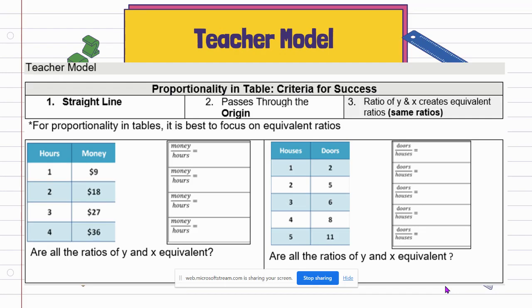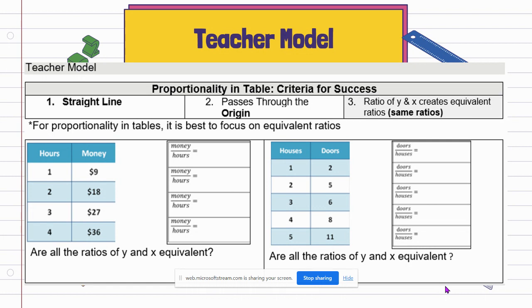We're going to take a look at proportionality in tables. One way to find proportionality in tables is to see if the ratio of y and x creates equivalent ratios all through the table.